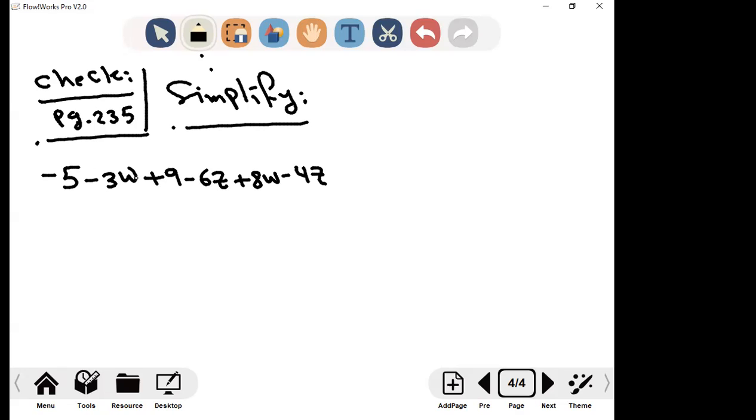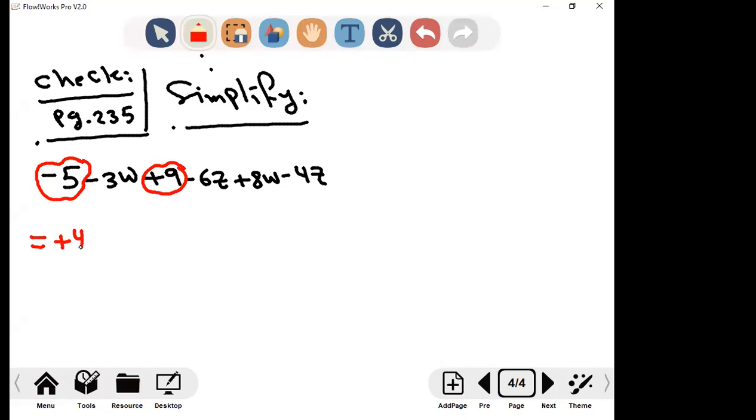We have 1, 2, 3, 4, 5, 6 terms. Let's search for the like terms together. This -5 is a constant. We called it that yesterday, if you remember. The number, we call it constant, right? So do we have another constant? We have -5 with the +9, right? So let's make it -5 plus 9, +4. We are done with the 5 and the 9.